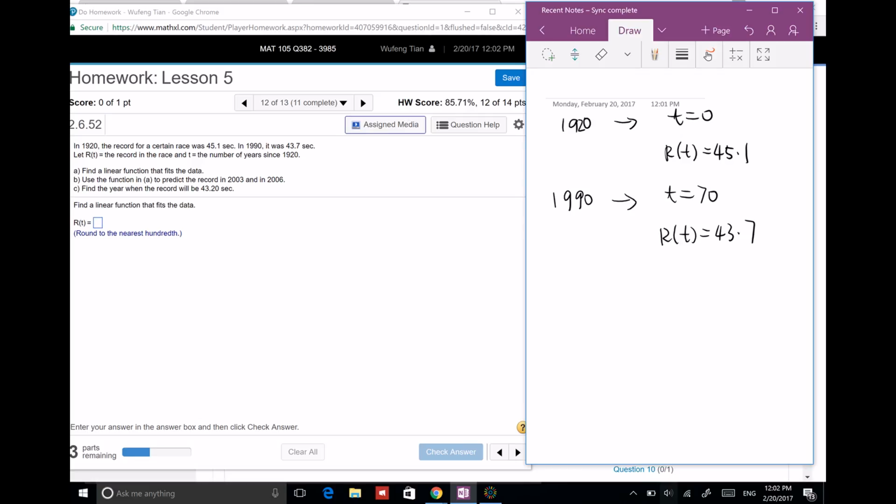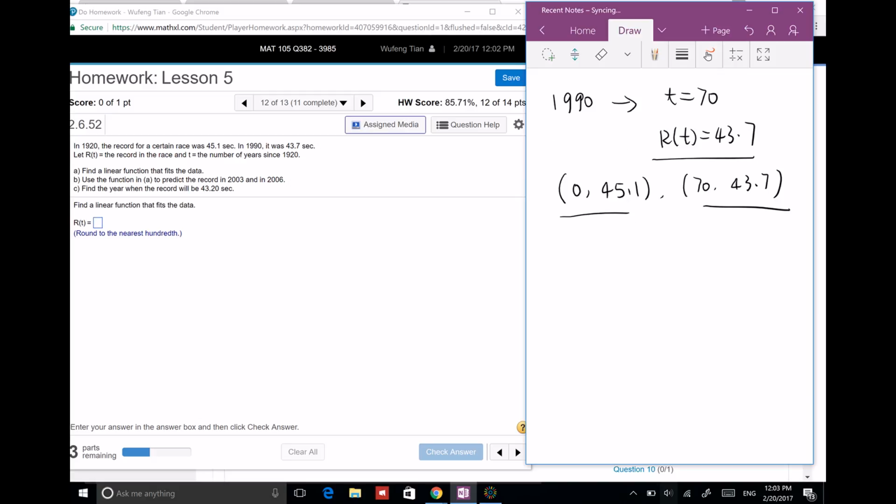Okay, so find the linear equation. We use these two points. We need to find the slope, right? So it's going to be (0, 45.1) and (70, 43.7). Suppose this is x0, this is y0. We need to find out the slope. The point-slope formula is y minus y0 equals m times x minus x0.